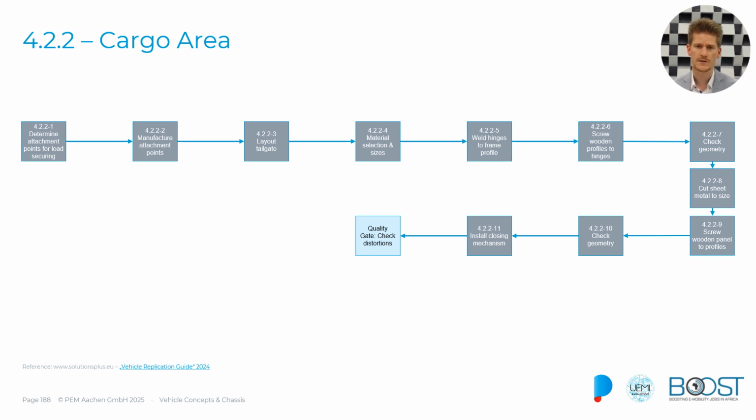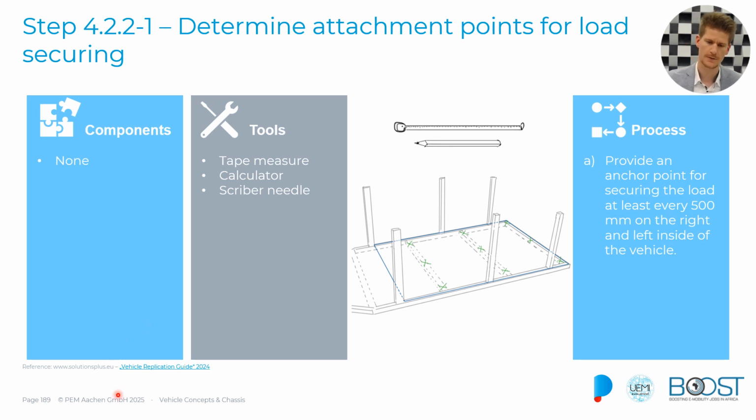So let's start with the first step here, which is the determination of the attachment points. Just need a tape measure, a calculator, and a scriber at this point. Again, check out where the struts are. This would be where we can secure some stuff and provide these anchoring points. We would say that at least every 500 millimeters on the left and on the right hand side of the vehicle, you should have some anchoring points. Maybe you can go a little bit down, make it every 250 millimeters if possible, so you can secure more tightly.